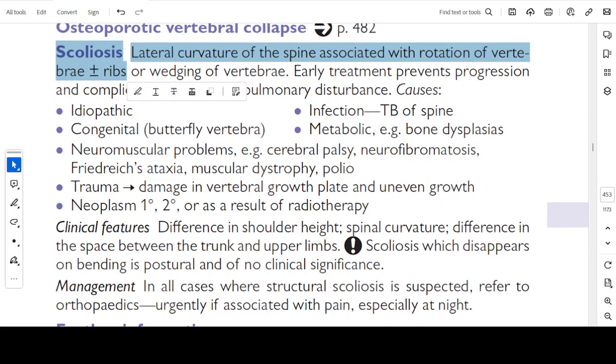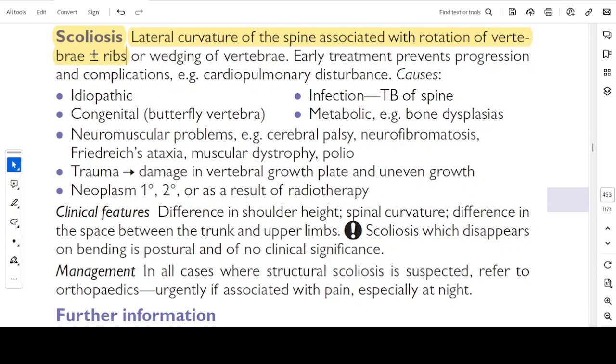Scoliosis: lateral curvature of the spine associated with rotation of the vertebrae or ribs, or wedging of the vertebrae. Early treatment prevents progression and complications, for example cardiopulmonary disturbances. Causes are idiopathic, infection like TB of the spine, congenital such as butterfly vertebra, metabolic such as bone dysplasias, and neuromuscular problems such as cerebral palsy, neurofibromatosis, Friedreich's ataxia, muscular dystrophy, and polio.